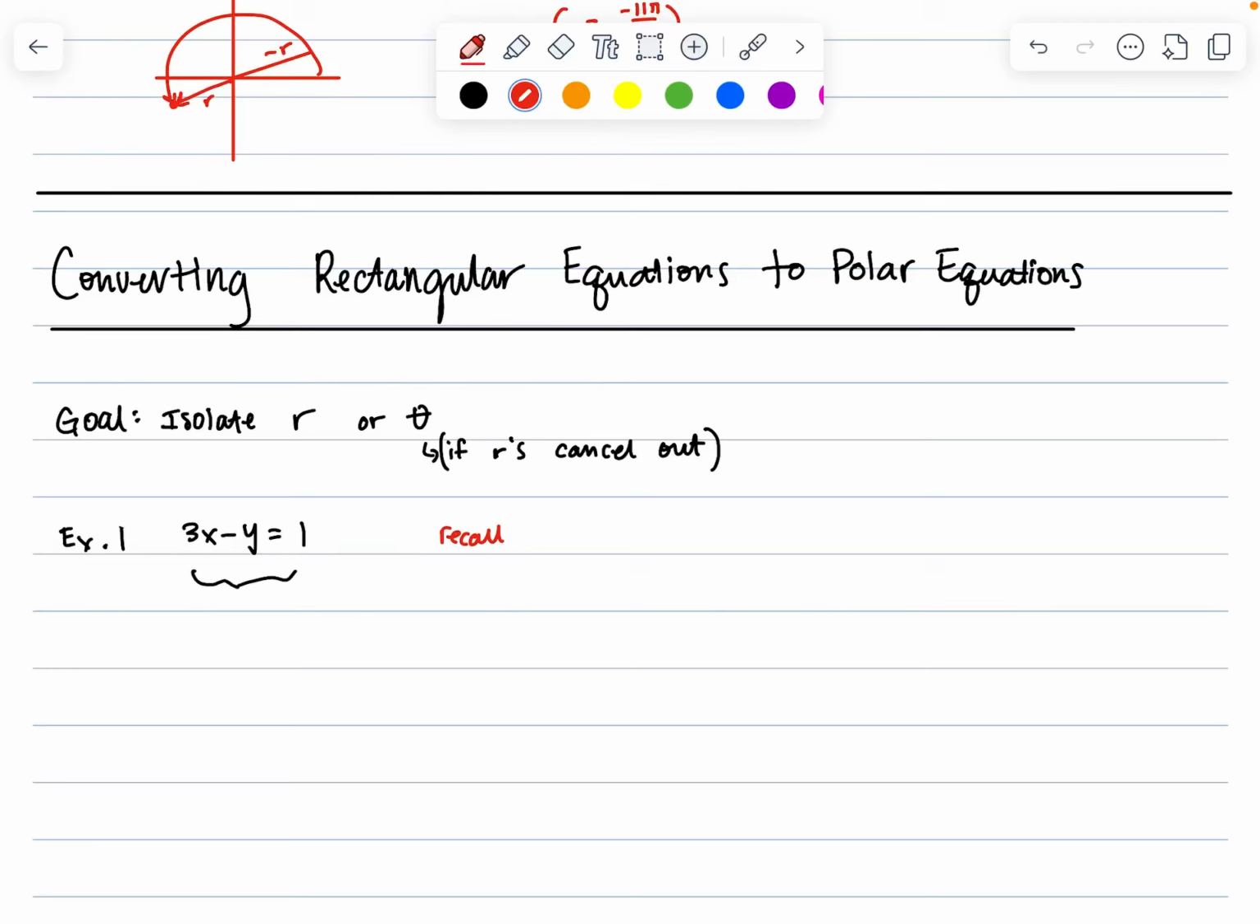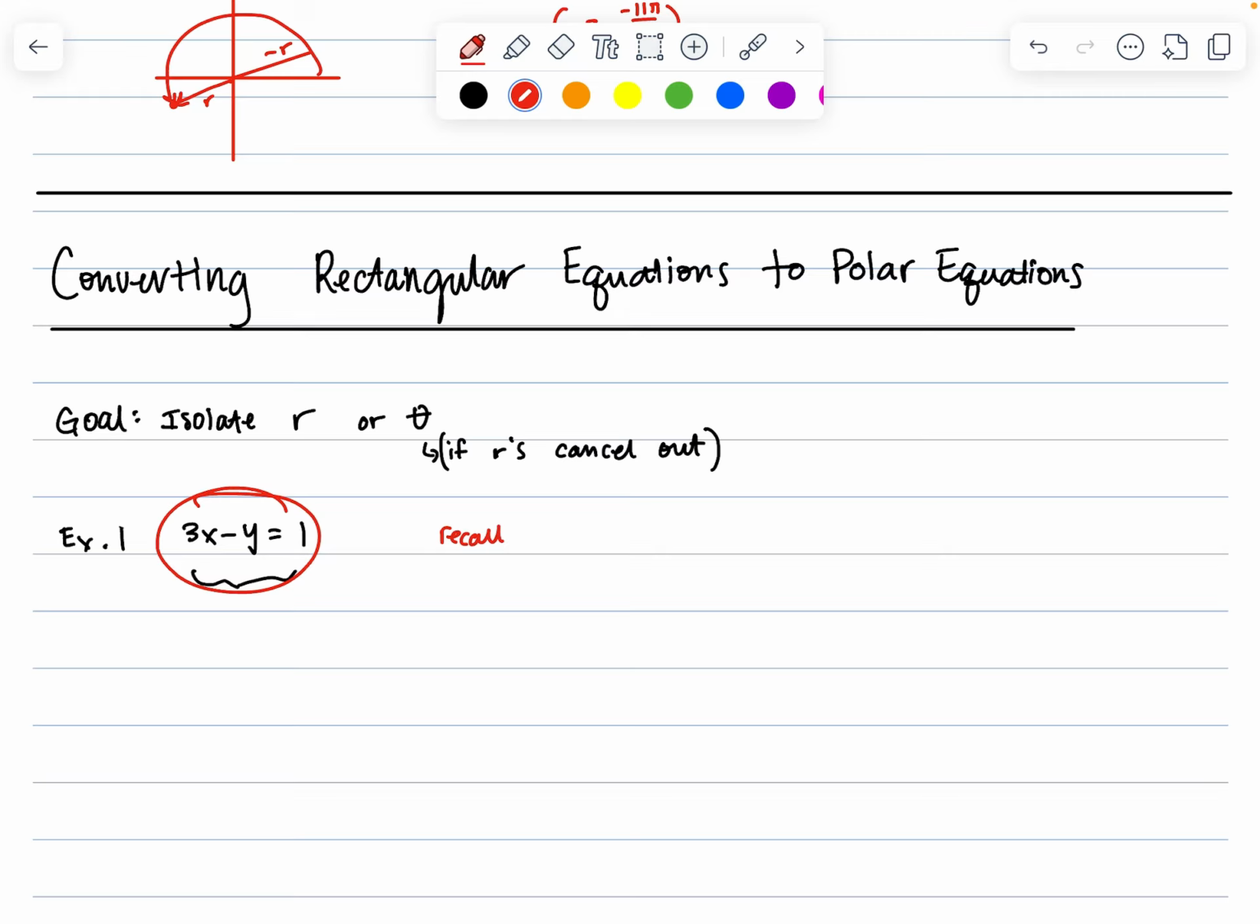Hello and welcome to this special lesson on converting rectangular equations to polar equations. As we know, a rectangular equation is something written in terms of x and y, and a polar equation is something written in terms of r and theta.